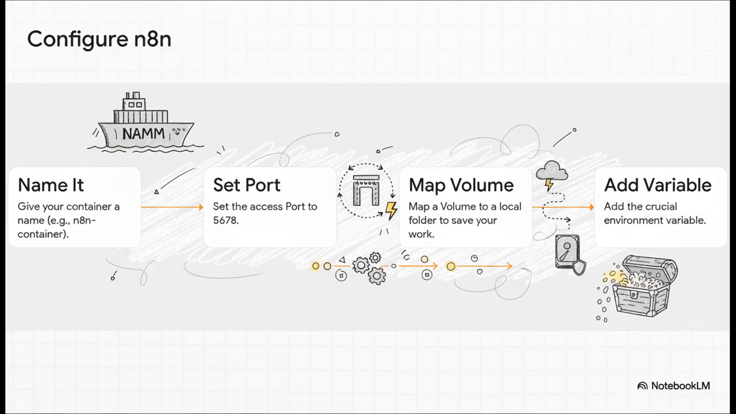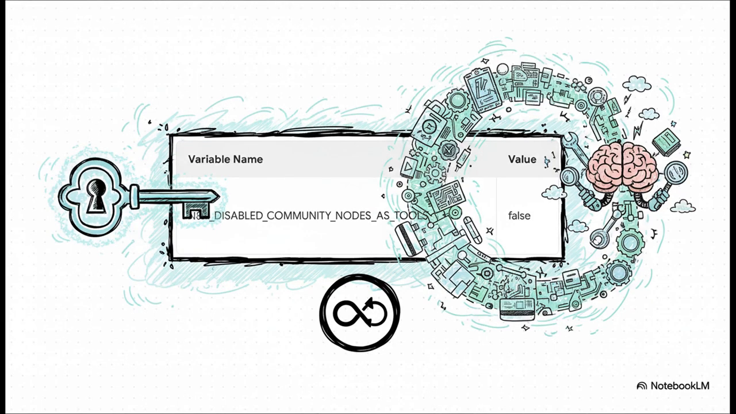And finally, there's one last absolutely crucial environment variable we have to add. Pay close attention here, because this is the magic switch that makes everything possible. You need to add this specific environment variable, n8n_disabled_community nodes as tools. Now I know, the name is a little confusing, but you have to set its value to false. This tells n8n to enable community nodes, so our AI agent can see them and use them as tools. This one little setting makes all the magic happen.